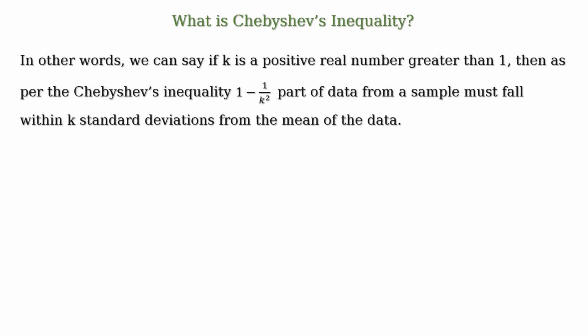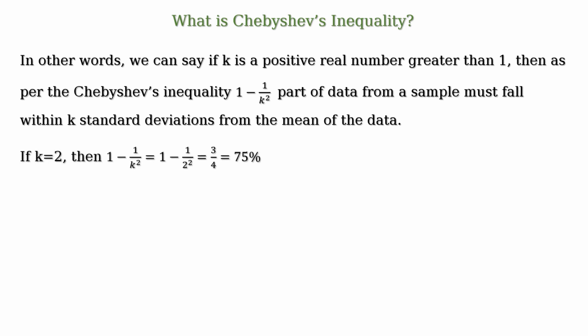In other words, we can say if k is a positive real number greater than 1, then as per the Chebyshev's inequality, 1 minus 1 by k square part of the data from a sample must fall within k standard deviations from the mean of the data.